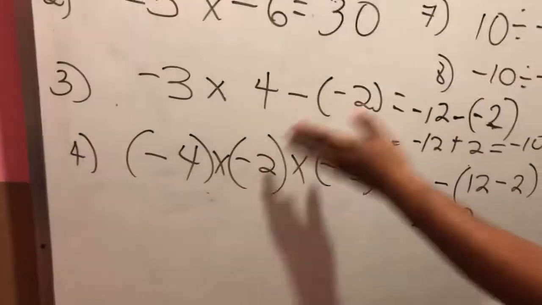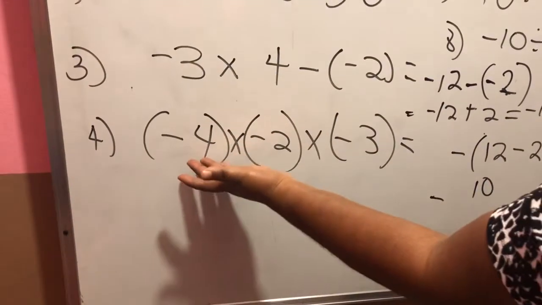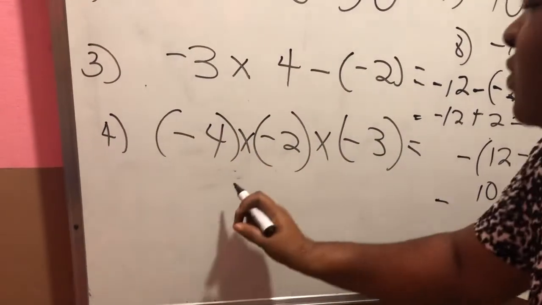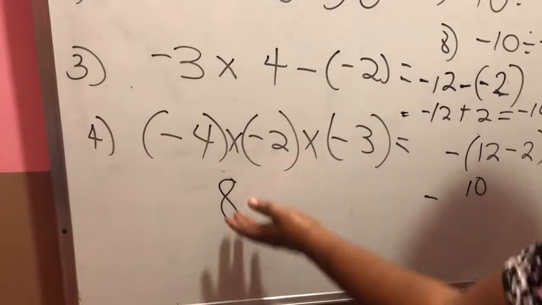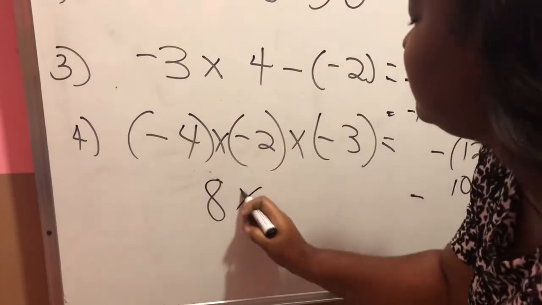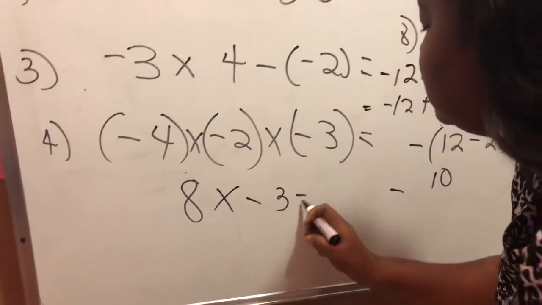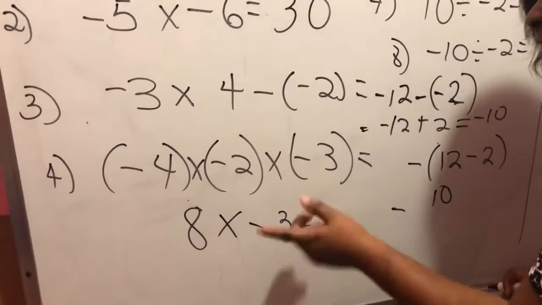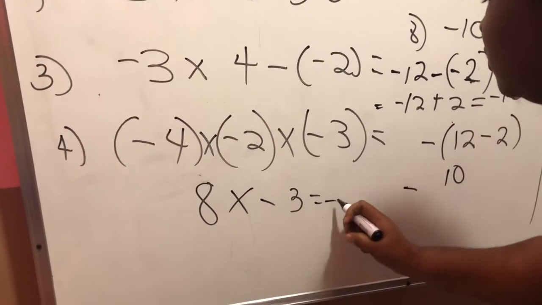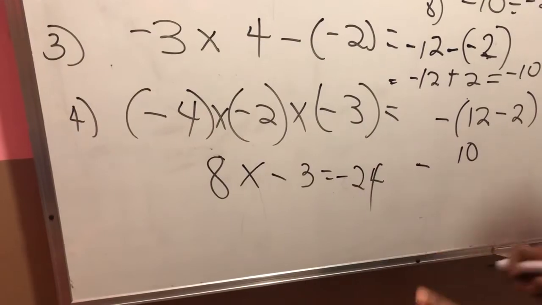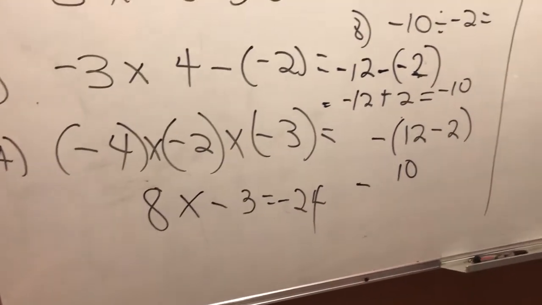Now, let's look at the next one here. Negative times negative will give us positive. So -4 times -2 will give us what? A positive 8. A positive 8 times a -3. You are seeing one negative sign here, right? So that means the answer must be what? Negative. So you have -24.